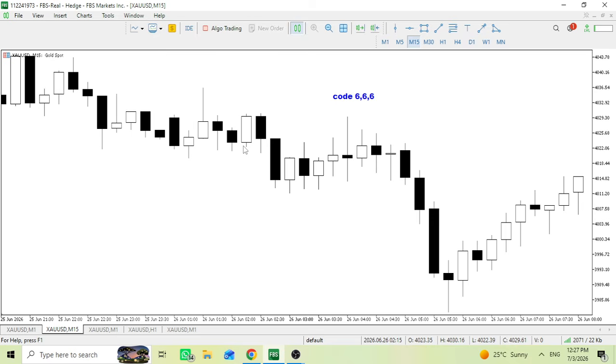Now this is what you are doing. You look for the smallest candle. Take the high plus the low. I will take 4026.95 plus 4021.38, and I will add that. Then after I add, I will divide by 2. I'm getting 4024.165.